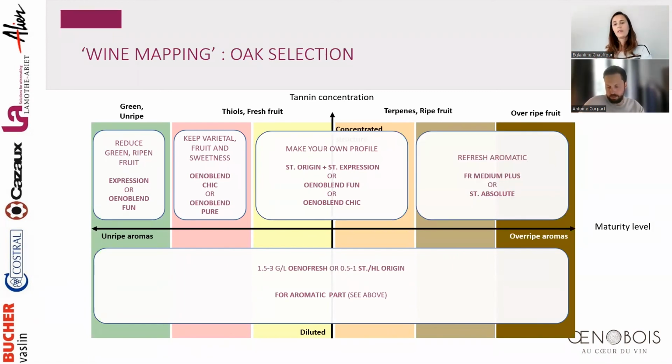And when we go on the more ripe aromas, that's where we start to talk about refreshing the aromatic, using oaks that are rich in furfural, such as the Medium Plus, the FR Medium Plus chips, or the Staves or Block Absolute. Okay, so this is actually a very great tool to, once your wine is positioned, understand what to do and how to choose it.